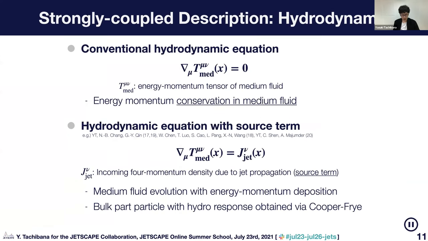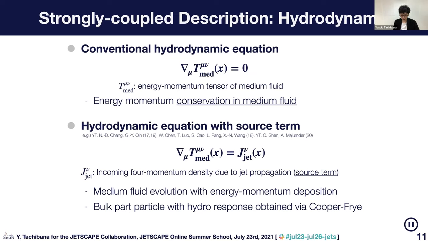Another way to describe medium response is a strongly coupled description using hydrodynamics. Because some portion of the jet energy and momentum becomes very soft, we need to rely on hydrodynamics in the same way as the spatial evolution of the bulk medium. This is the conventional hydrodynamic equation used in hydro models: del mu T mu nu is equal to zero, with zero on the right hand side. T mu nu is the energy momentum tensor of the medium fluid, and essentially this equation is the energy momentum conservation in the medium fluid.